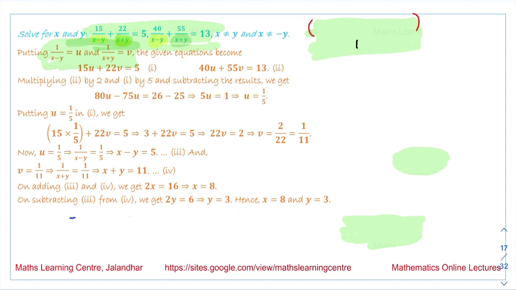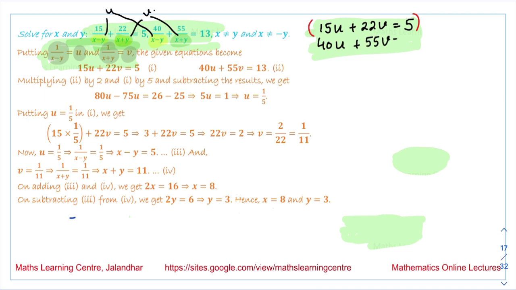What we are going to do is the substitution that 1 over x minus y is equal to u and 1 over x plus y is equal to v. We are talking about these two terms. These we are substituting v, and these two terms we are substituting u. So we get 15u plus 22v is equal to 5, and 40u plus 55v is equal to 30.